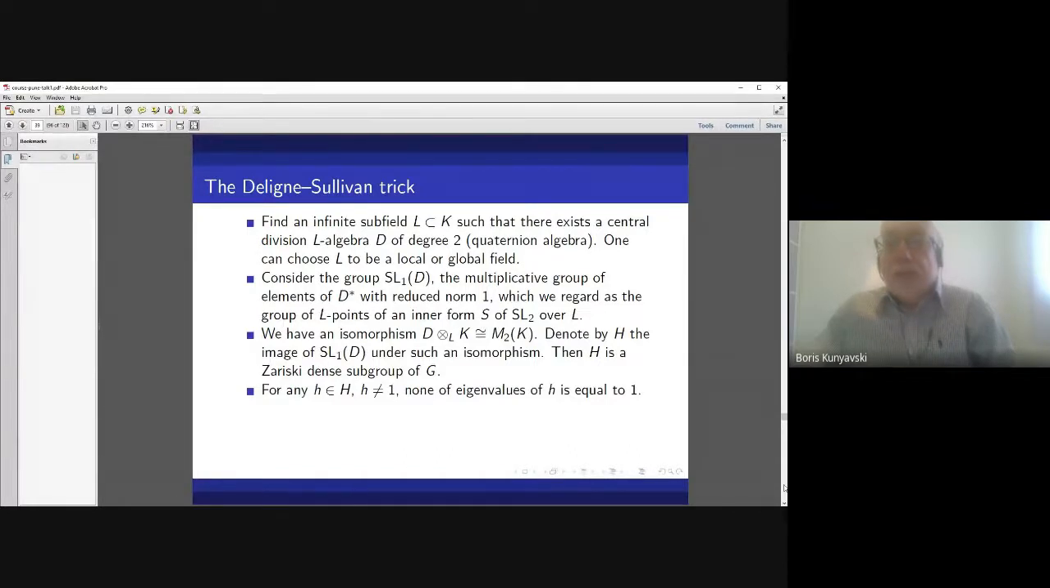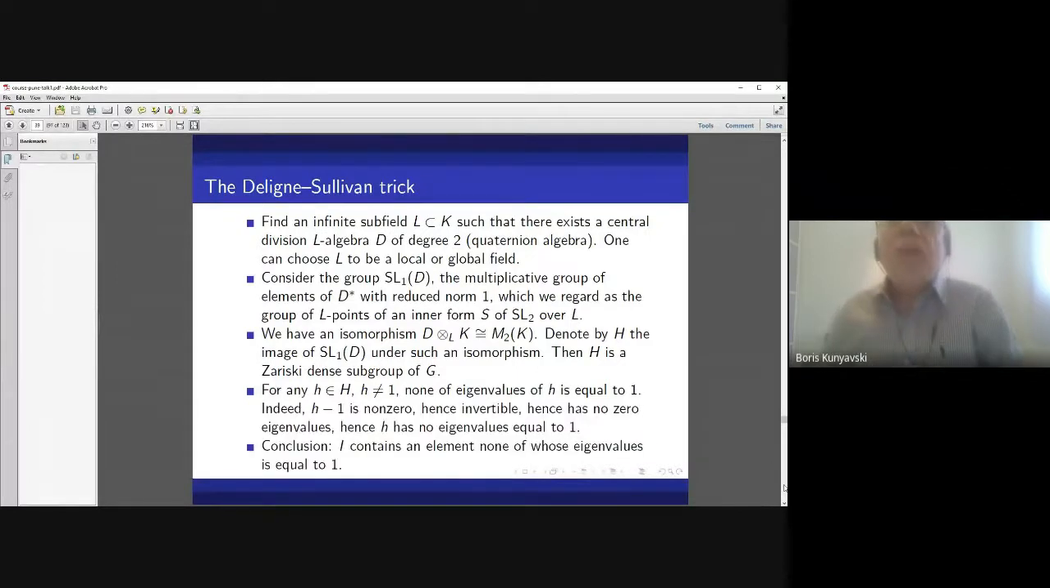Now, concretely, take any non-identity element small h from our capital H. Then I claim that none of its eigenvalues is equal to 1. Why? Consider h minus 1. h is different from 1, so h minus 1 is non-zero, but we are in the division ring, so it's invertible. All non-zero elements are invertible. Hence, it has no zero eigenvalues. Hence, h has no eigenvalues equal to 1. And as a conclusion, our image contains an element, none of whose eigenvalues is equal to 1.